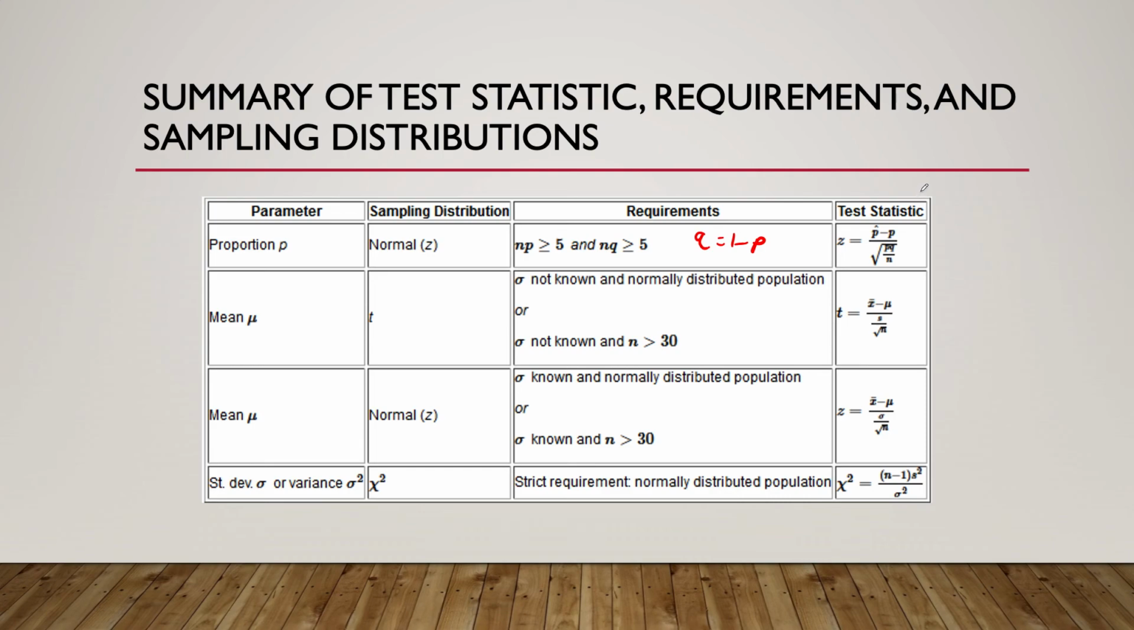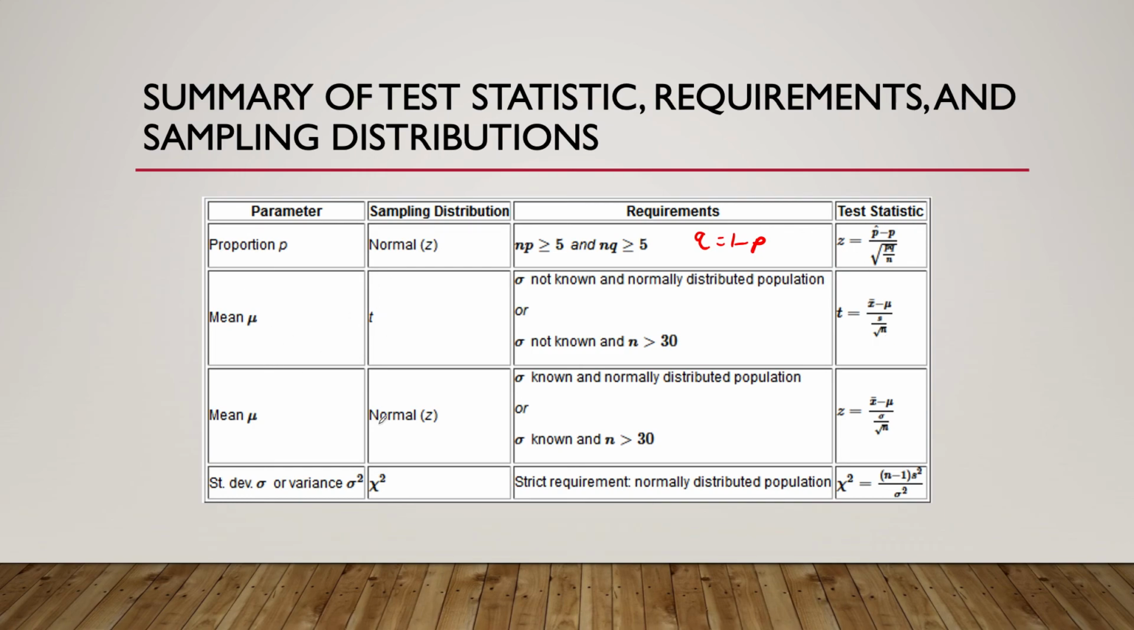The test statistic is z equals p hat minus p, divided by the square root of p times q over n. For the mean mu, that uses a t distribution if sigma is not known and the population is normally distributed, or sigma is not known and the sample size is at least 30. t would be equal to x bar minus mu, divided by s divided by the square root of n.